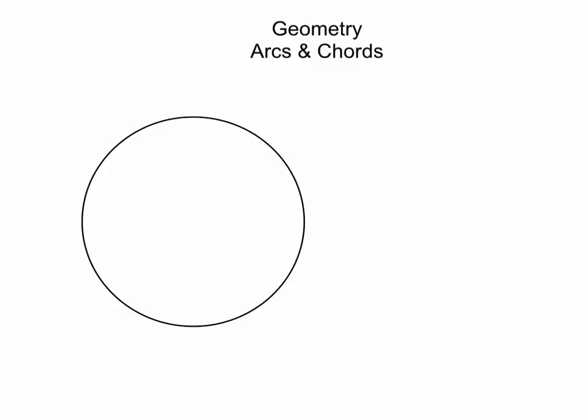Let's take a few minutes now to look at arcs and chords in circles. And the first thing I'd like to show you is that if you have a random chord on a circle and you draw a radius that's dropped perpendicular to that chord, so that's a right angle, the chord is actually bisected. It's broken into two congruent parts. And here's why that happens.